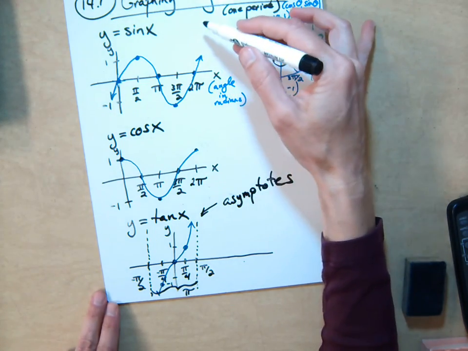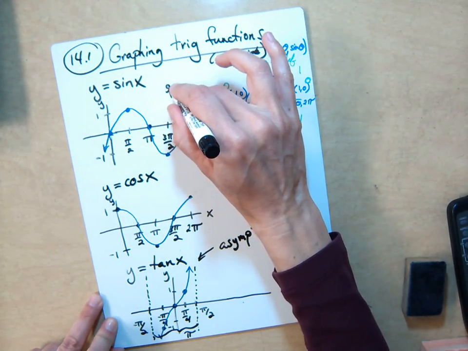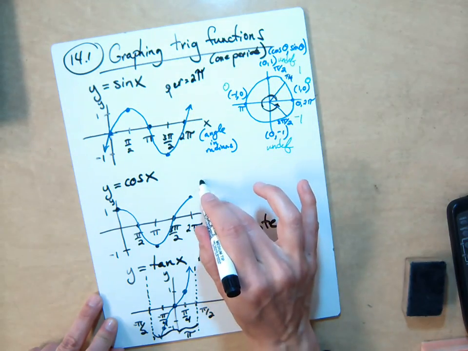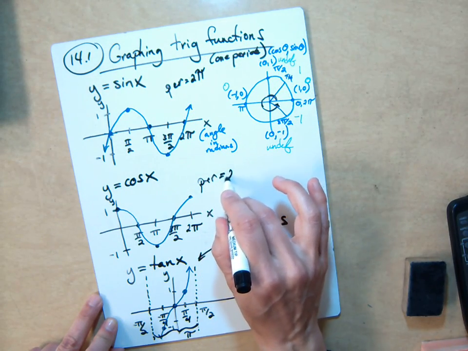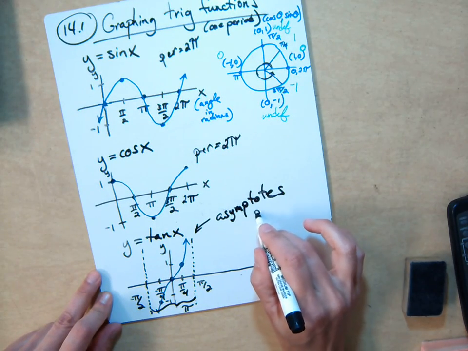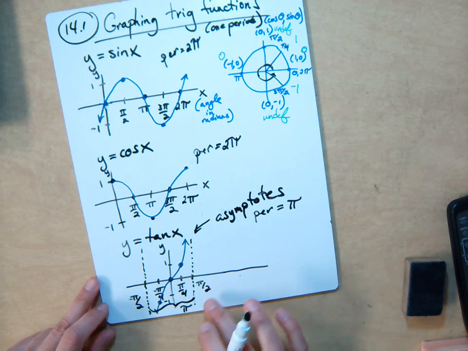So the period, let's write this. The period for sine, the amount of time it takes to repeat, is 2 pi. You have to go all the way around the circle. The period for cosine is also 2 pi. But the period for tangent is just pi. It's different. So you do need to know that.